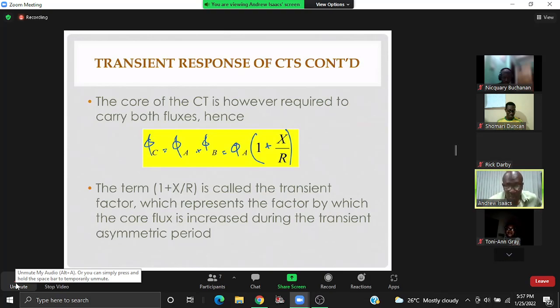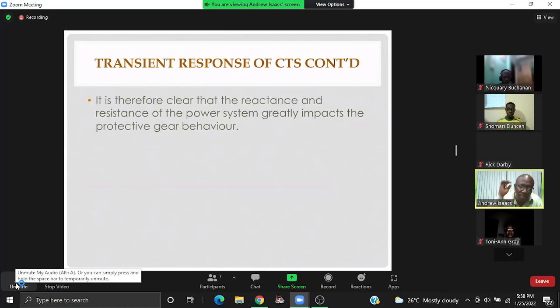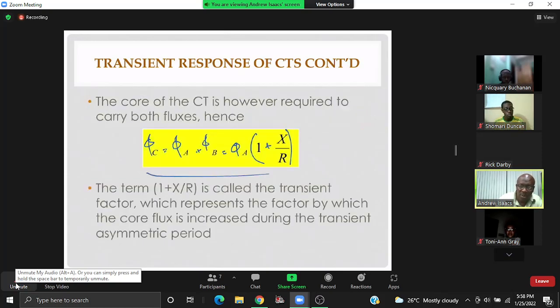Alright? So the X to R ratio is derived from the system to which the equipment is protected, and this has to be given consideration within the design. Alright? Okay. So this is the key point that you need to note along with this. All right.